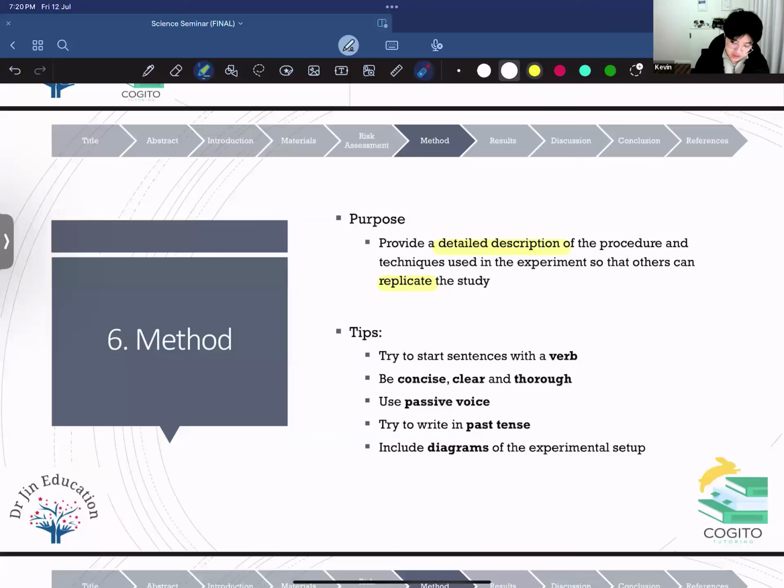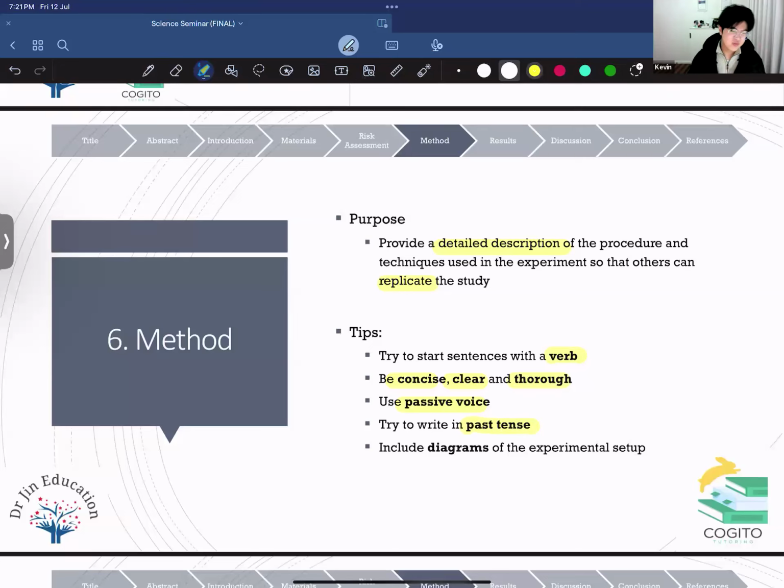Now, the tips. Try to start the sentence with a verb. Be concise, clear, and thorough. You don't want to use too many words. Use the passive voice. Don't say, I did this, I watered the plants. Say, the plants were watered. Try to write in the past tense.